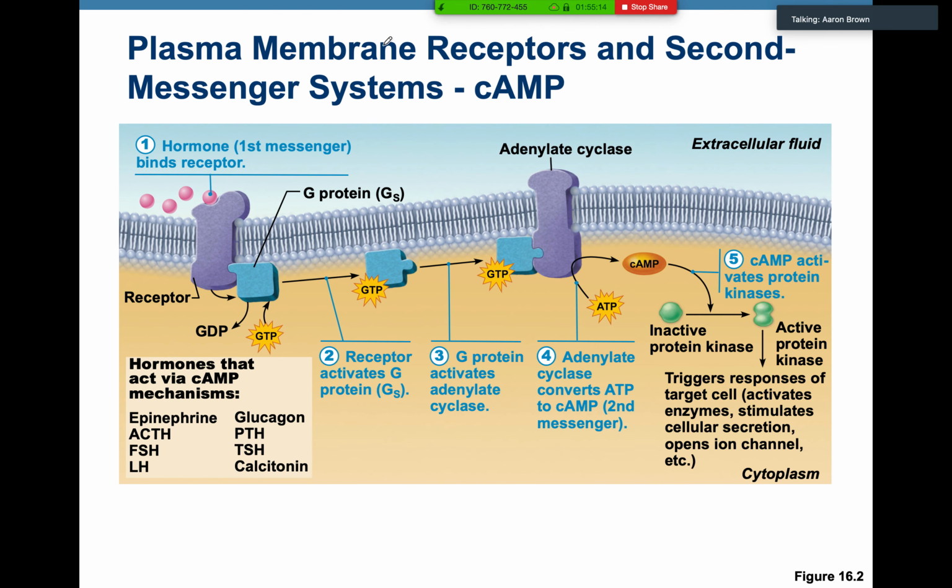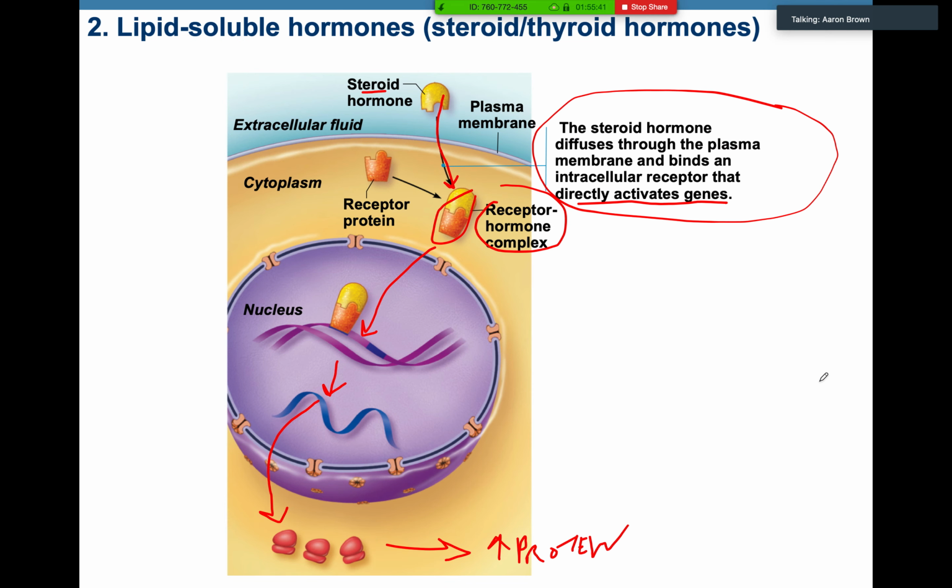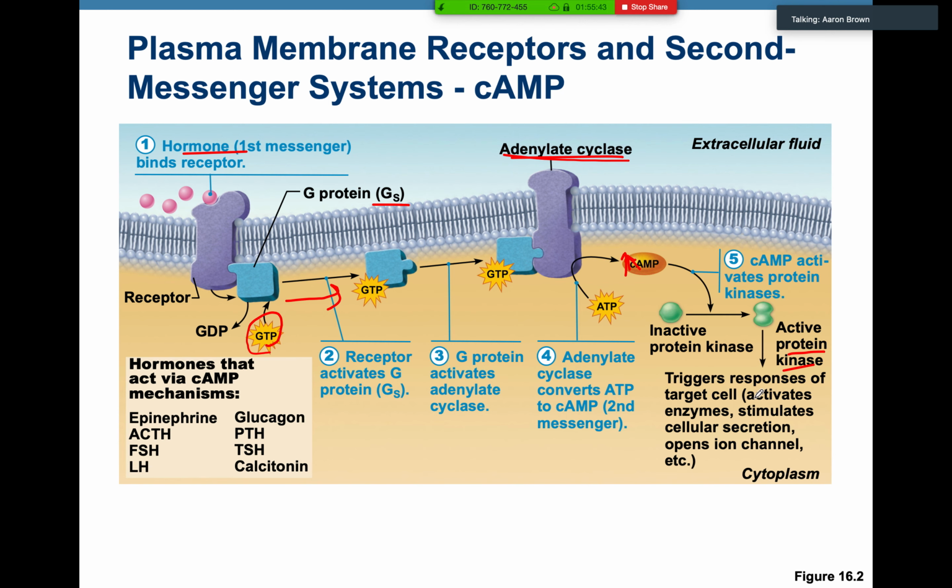And so this sort of shows our cAMP system. Again, a hormone binding a G sub S G protein. We have a GTP molecule that activates the G protein. That G protein ultimately will bind to adenylate cyclase, which will elevate your level of cAMP. This is an enzyme, right? This enzyme makes cAMP. cAMP will activate a protein kinase, which ultimately will trigger responses. So activates enzymes, stimulates secretion, opens ion channels, etc., etc., etc.